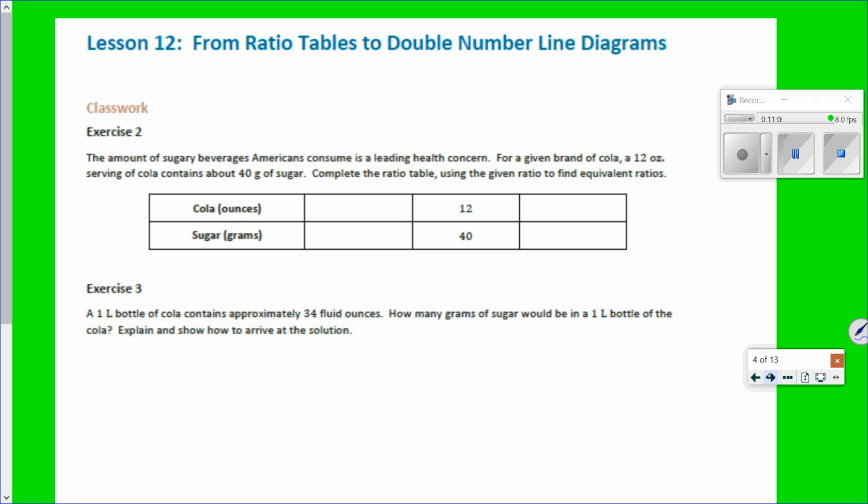Okay, the first one, we're going to start at exercise 2. So the amount of sugary beverages Americans consume is a leading health concern. For a given brand of cola, a 12-ounce serving of cola contains about 40 grams of sugar. Complete the ratio table using the given ratio to find equivalent ratios. So this is going to be our step down, step up procedure we did before.